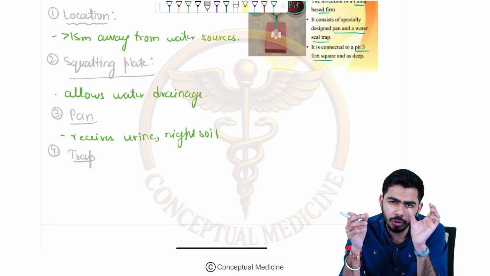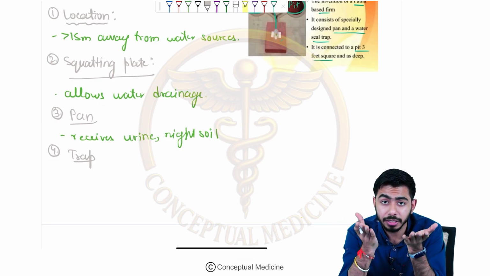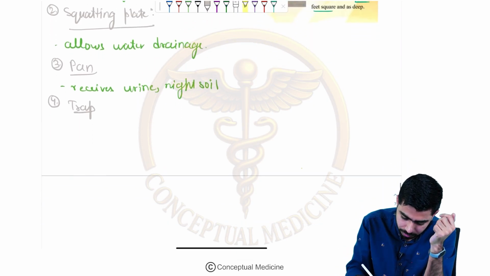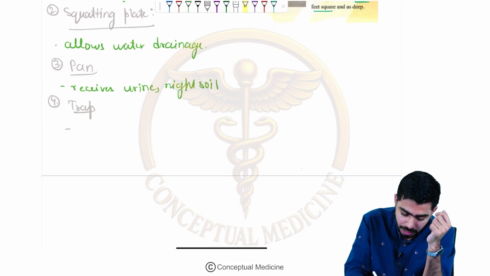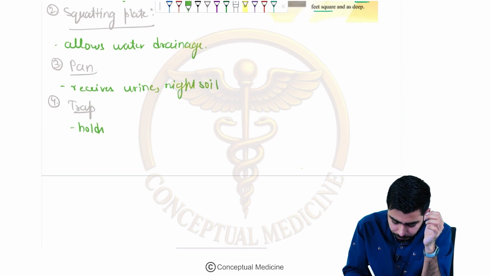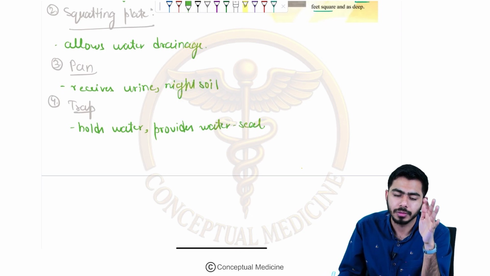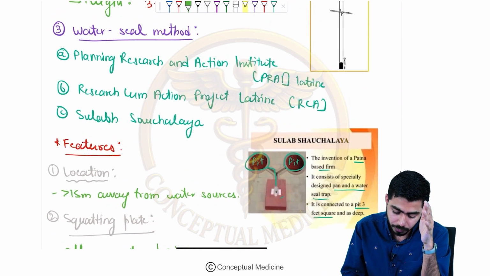Second thing is that a good trap will have an effective seal of around 2 to 2.5 centimeters. That was an MCQ once they asked us. So the trap holds the water and provides the water seal. It is a very important component of this water seal system, this water seal method.